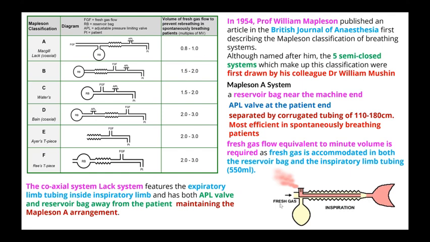And this is the coaxial system where you can see the expiratory valve as well as the fresh gas flow. Now here, the inner tube is acting as the expiratory limb. The outer tube is acting as the inspiratory limb. So this system is called the Lack system. Okay? This is a modification of the McGill or Mapleson A system. And because this has a smaller inside tube, this will increase the resistance to breathing. That is why this has not become very popular.